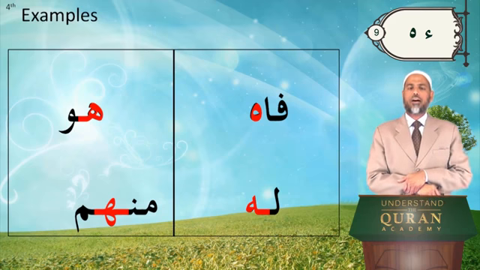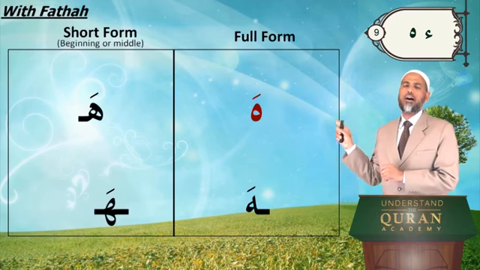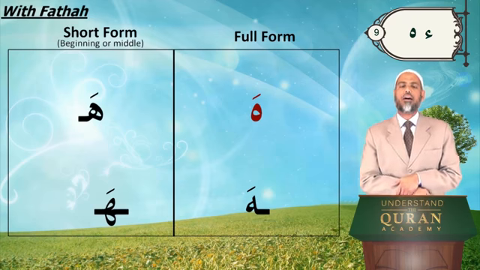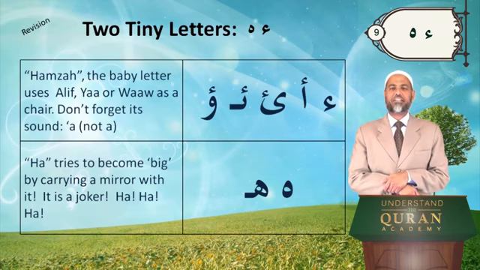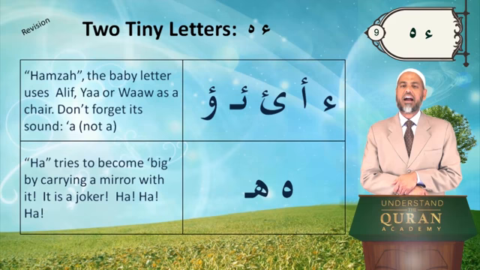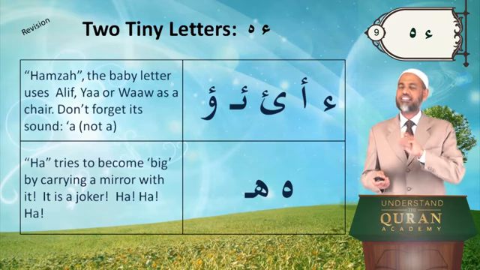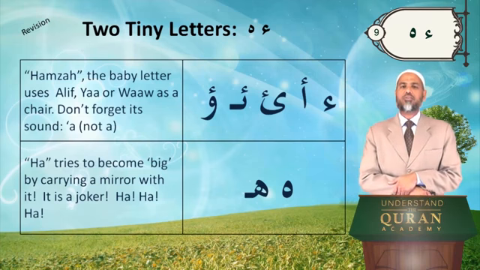Let us practice Ha with fatha. Ha, ha, ha. It's not Ha, okay? It is Ha. Some people, when they're learning, try to pronounce everything in Arabic as Ha, as if Arabic has only one Ha sound. No. Ha is different from Ha. That we will learn in the next lesson. So these two are tiny letters.